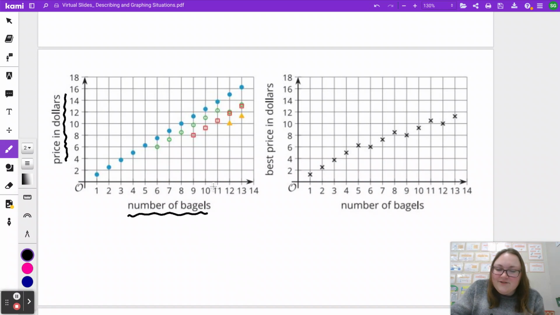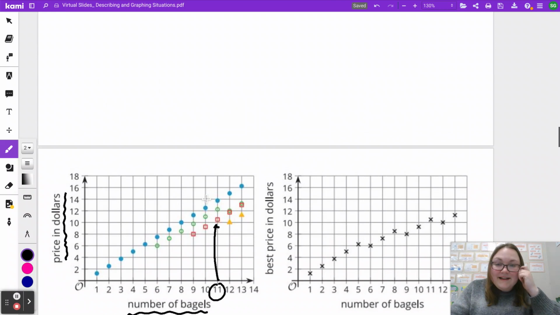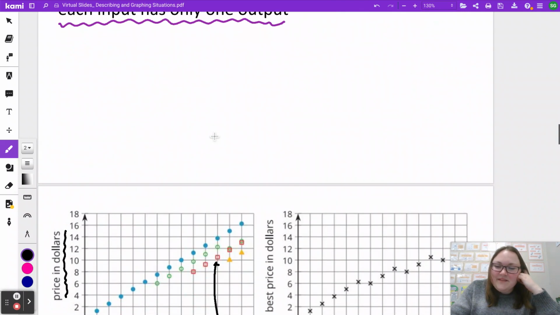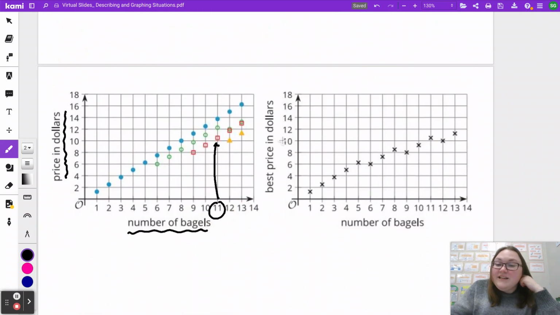Because when I look at this graph, I see at 11 bagels, I see 1, 2, 3 different points. And if I go back to that table we had looked at, that's exactly what we saw in the table. 11 bagels has 1, 2, 3 different prices. 11 bagels, that input, has 1, 2, 3 different outputs.